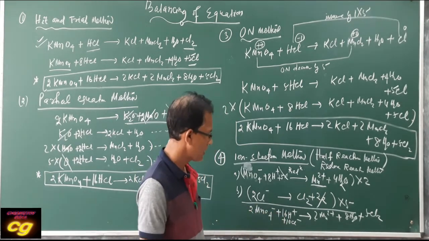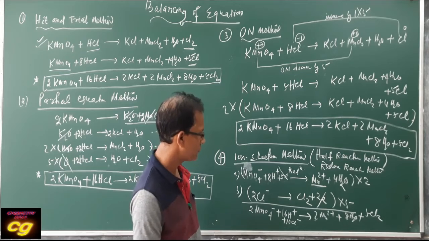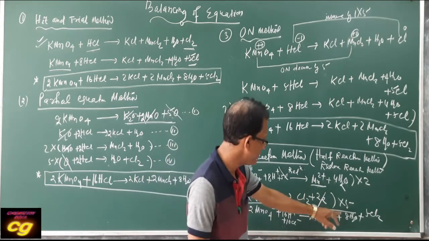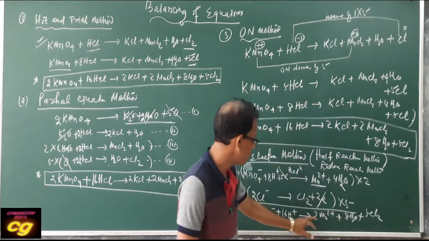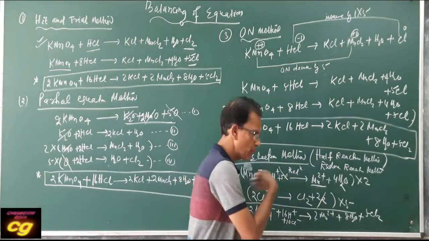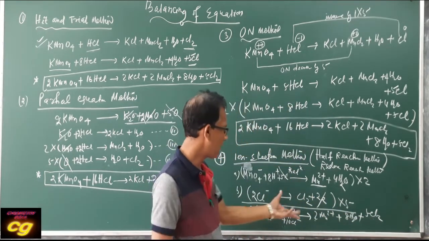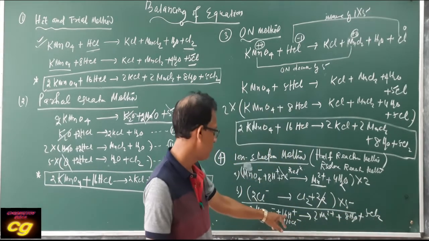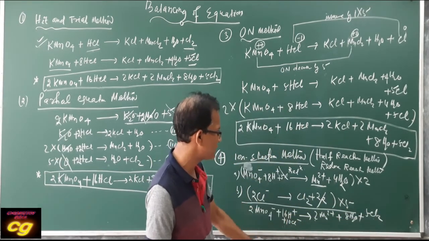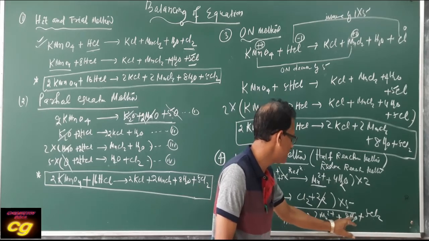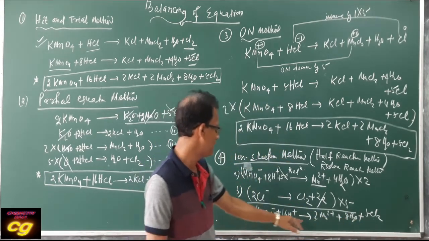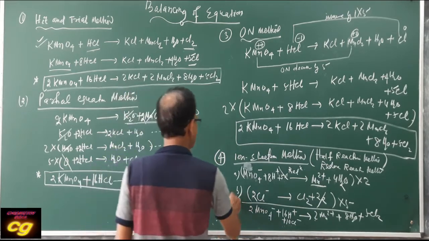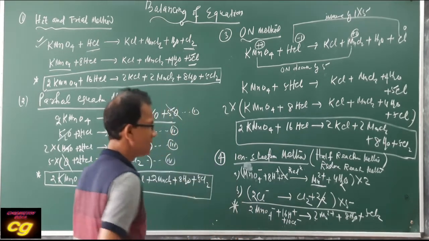How much is left? 4 plus. On the right side, this is neutral, and here 2 into 2 is 4 plus. So the charge is balanced and the number of atoms is also balanced. You see 10 Cl and now 10 Cl, hydrogen 16H and now 16H, oxygen 8 and now oxygen 8, manganese 2. Everything is balanced.